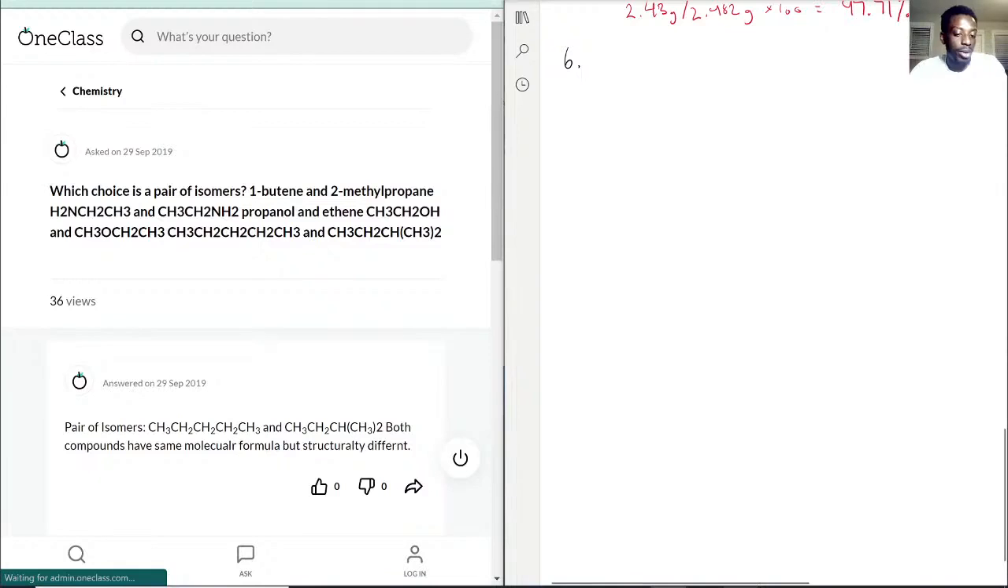So, which is a pair of isomers? Okay, this is a fun question. They give us 1-butene, so it looks like this, and 2-methylpropane, so it looks like this.